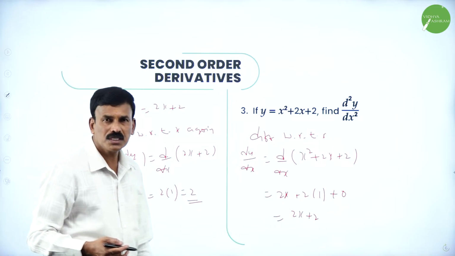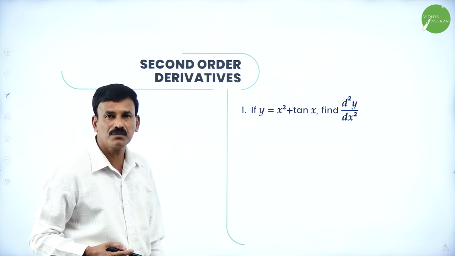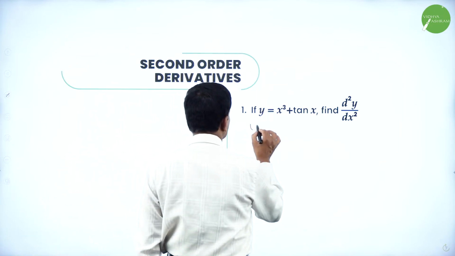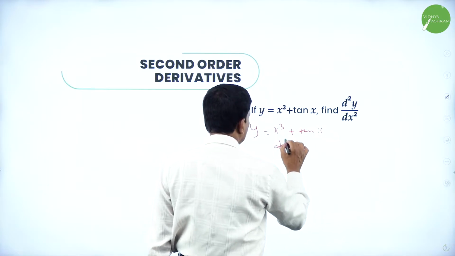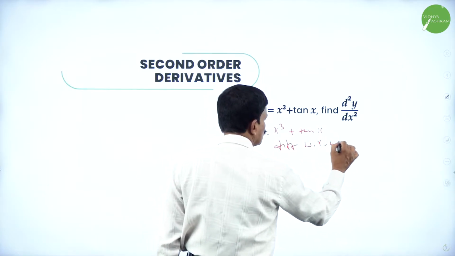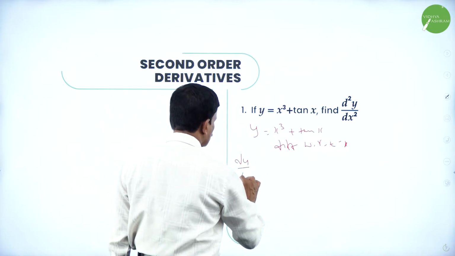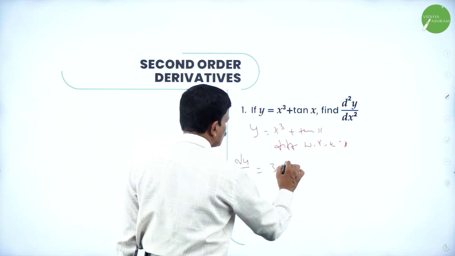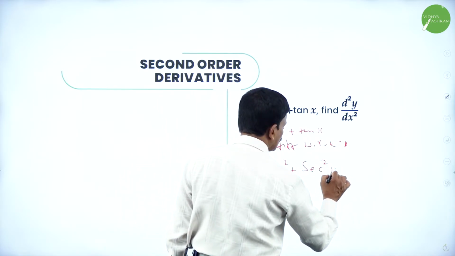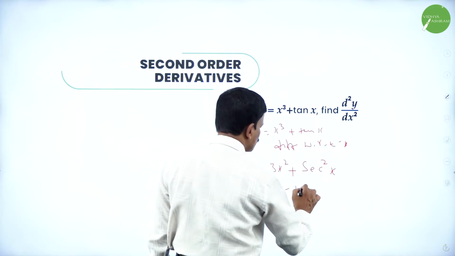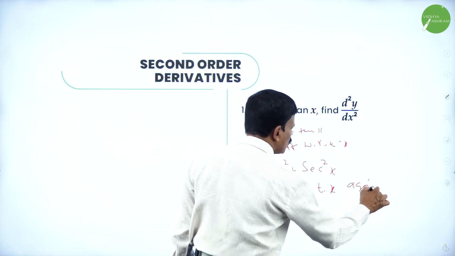Now let us come to the next problem. If y is equal to x cube plus tan x, find d square y by dx square. This is also a very simple problem. What is given? y is equal to x cube plus tan x. Now differentiating with respect to x, what you will get? dy by dx is equal to differentiation of x cube is 3x square, and differentiation of tan x is secant square x, right? Now differentiate this with respect to x again.